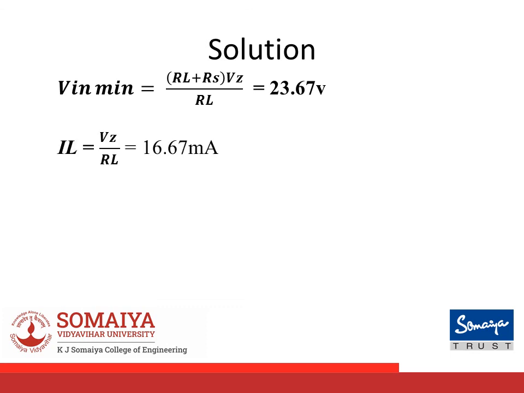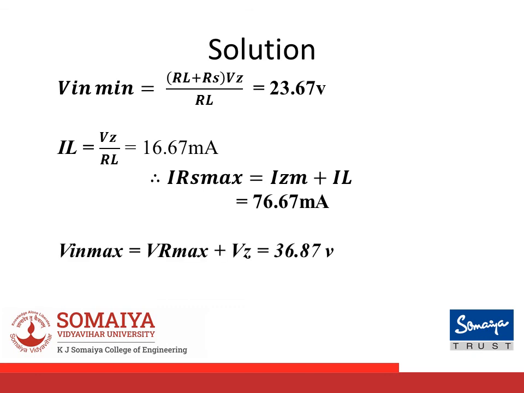We can find out the load current to be equal to the voltage drop across the load, that is the Zener voltage, upon the load resistance, which comes out to be 16.67 milliamperes. The maximum current flowing through the series resistance can be found out to be equal to the maximum allowable current through the Zener plus the load current, which comes out to be 76.67 milliamperes. The maximum input voltage that is allowed is going to be equal to the maximum voltage drop across the series resistance plus the Zener drop, which comes out to be 36.87 volts.